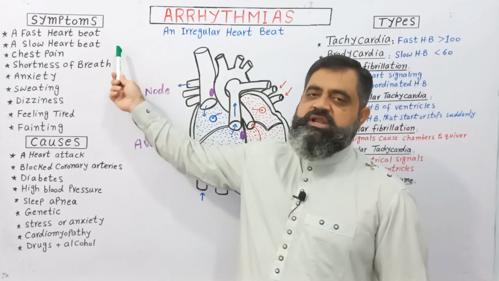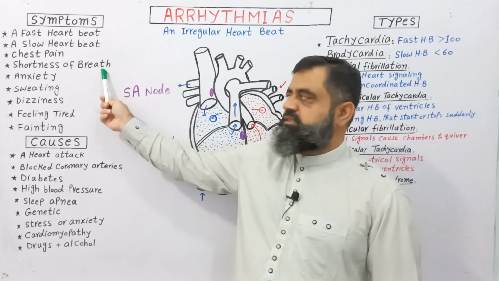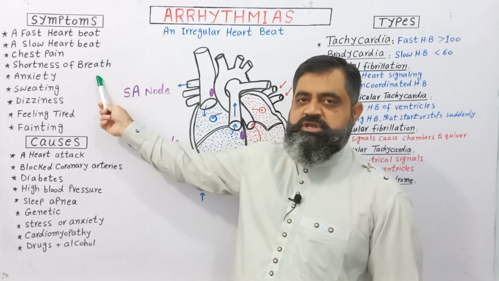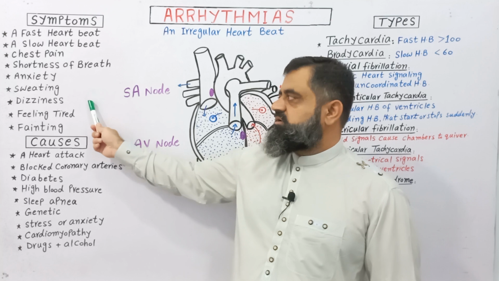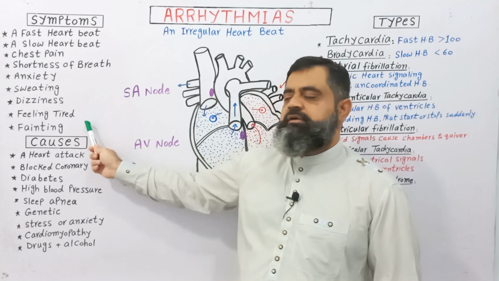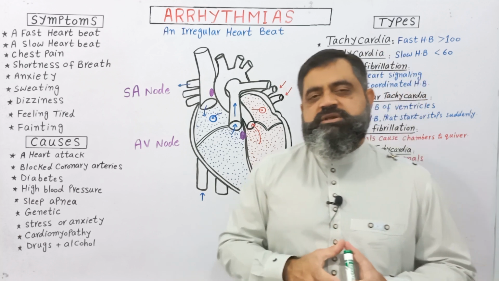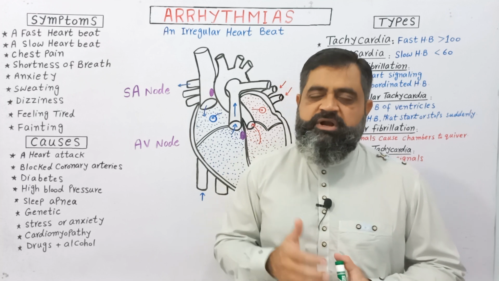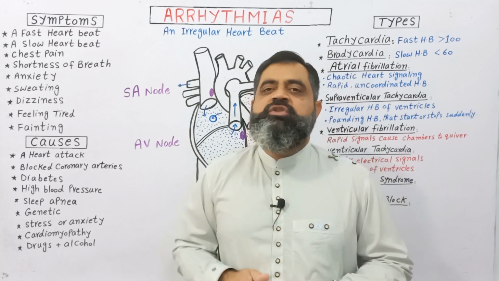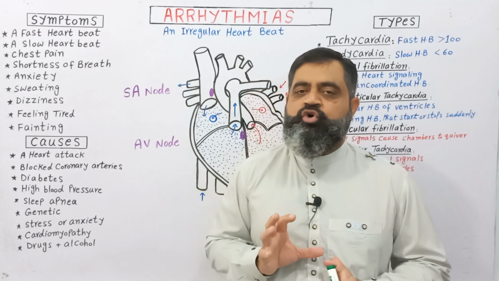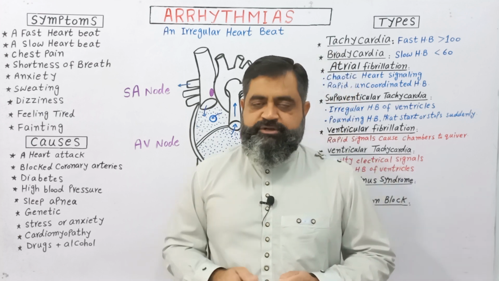A very slow heartbeat, less than 60 heartbeats per minute, chest pain, shortness of breath, anxiety, fear, and phobia can also be signs of arrhythmia. Sweating, dizziness, feeling tired, and fainting or nearly fainting. So these are the most important symptoms of arrhythmias. But if the patient is going to faint or has gone into fainting, then we have to call emergency and treat the patient accordingly in the hospital.